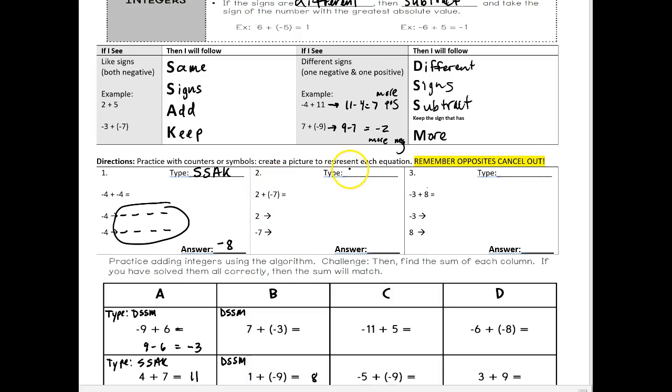The next one. Notice I have different signs, so that automatically is different signs, subtract, keep the sign with more. So I have 2 positives. I have 7 negatives.